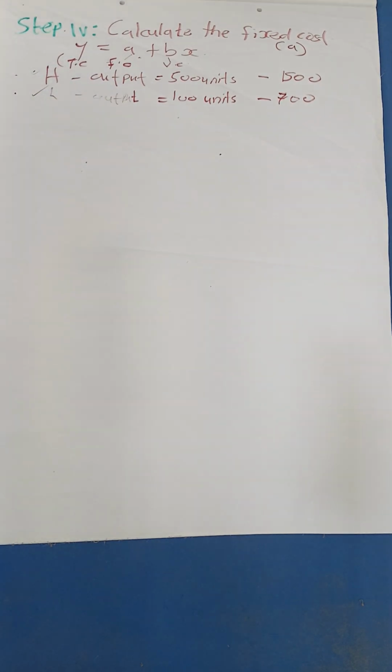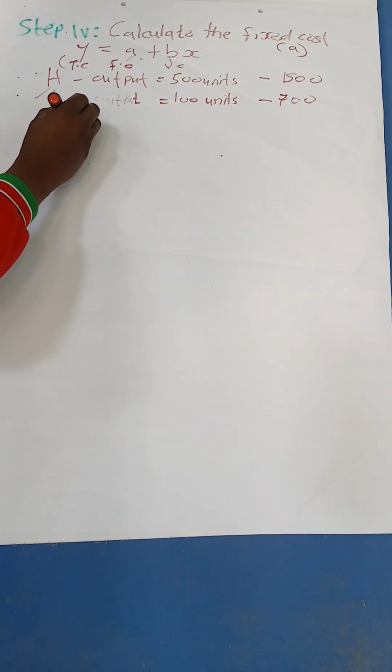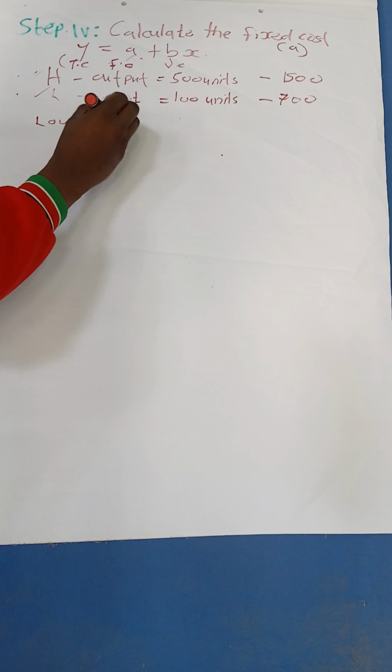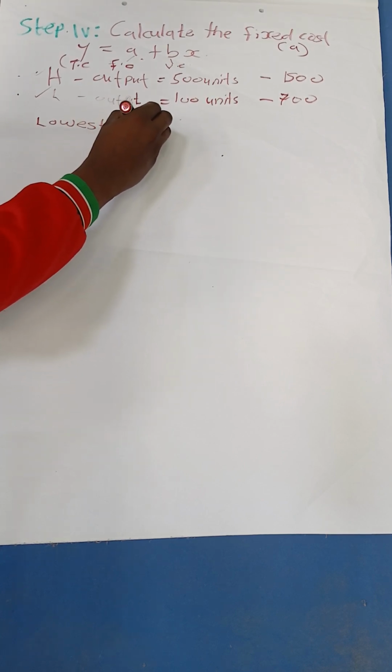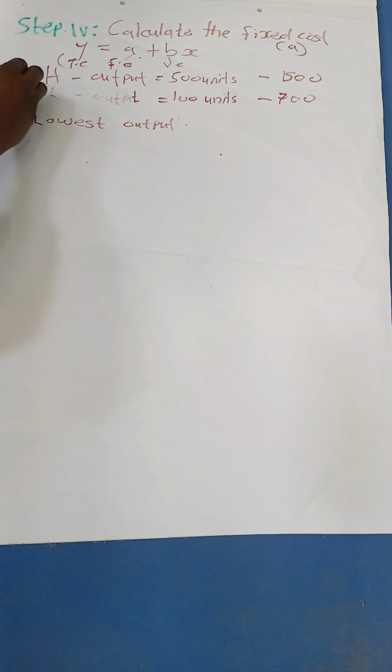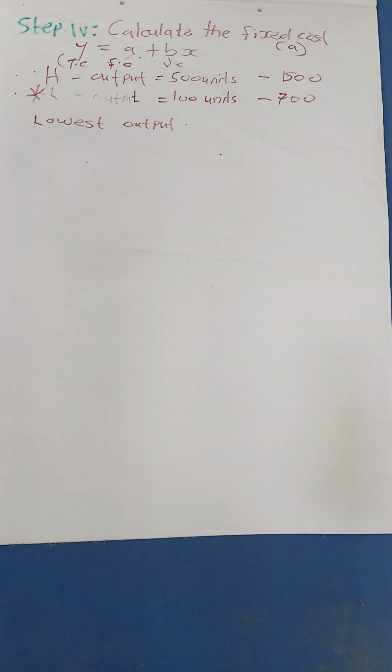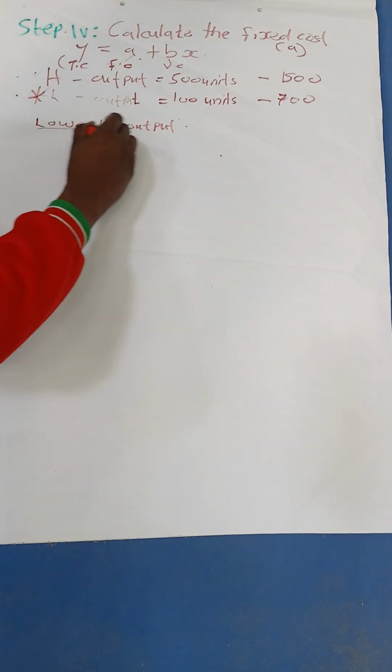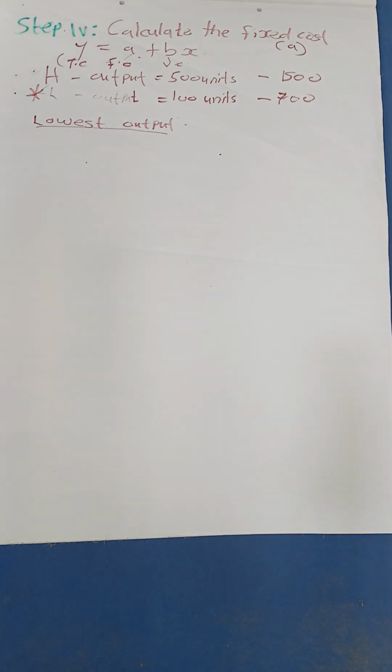Let's see how we do it. Let's start with the lowest output and see if we get the same answer. The lowest output here is 100 units, with a corresponding cost of 700. So let us use the lowest output and see how we get the fixed cost.